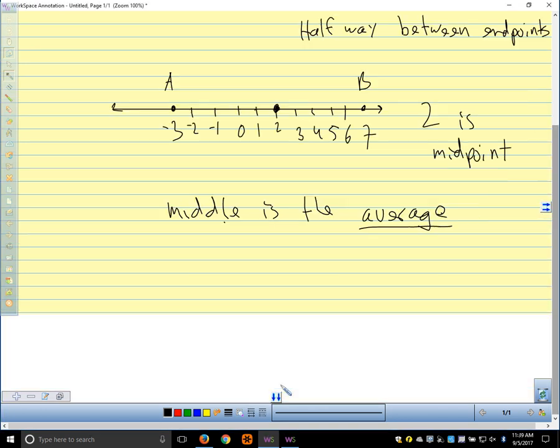So we can say our midpoint is 7 plus -3 divided by 2. Add the two numbers together and divide by 2. Well, 7 plus -3 is 4, divided by 2 is 2. And that gives us our midpoint. Our midpoint is the average.